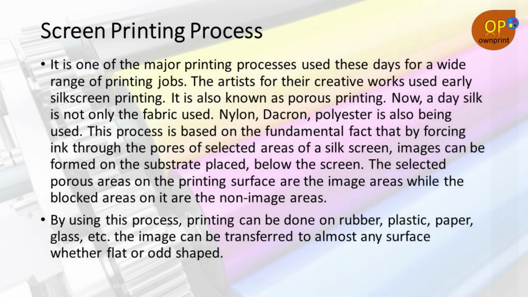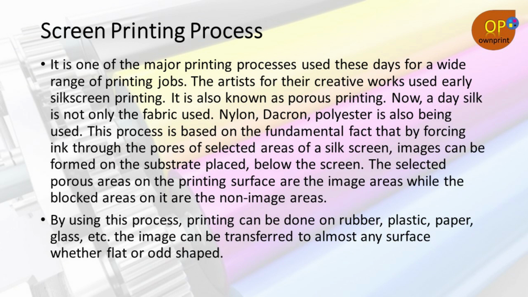offset. The next one is the screen printing process. It is one of the major printing processes used these days for a wide range of printing jobs. Artists use it for their creative work, originally silk screen printing. It is also known as porous printing. Nowadays, silk is not the only fabric used, but nylon, dacron, and polyester are also being used.